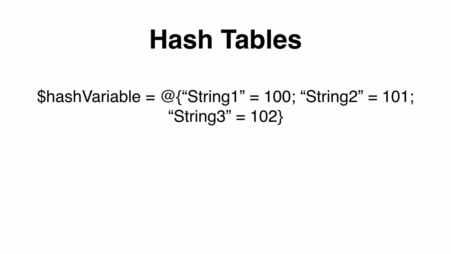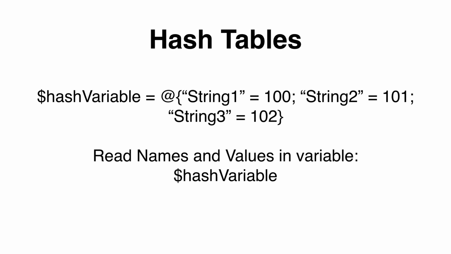Hash tables are very similar to arrays. The only difference is that you can actually specify what sort of index you would like to use. You can choose your own name to specify the index. So in this case, we are assigning an index called string 1. We're adding the value 100 to that. We are assigning a string 2. We're adding the value 101. An index called string 3 with the value 102.